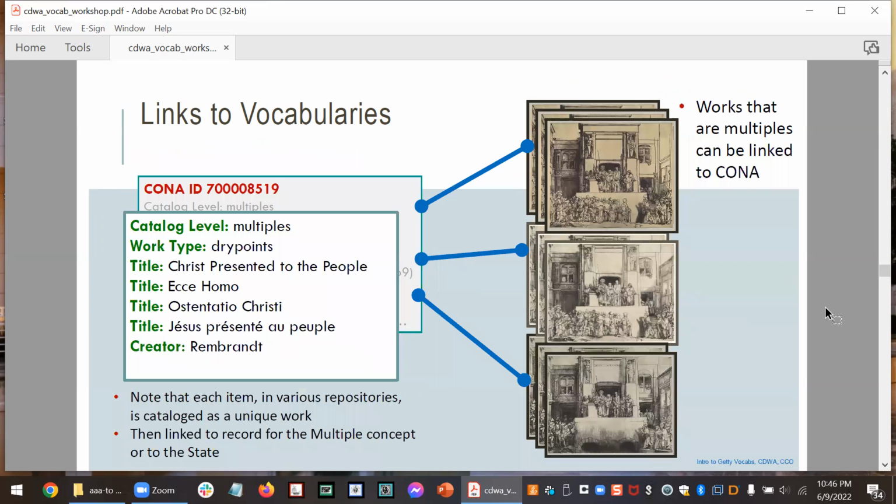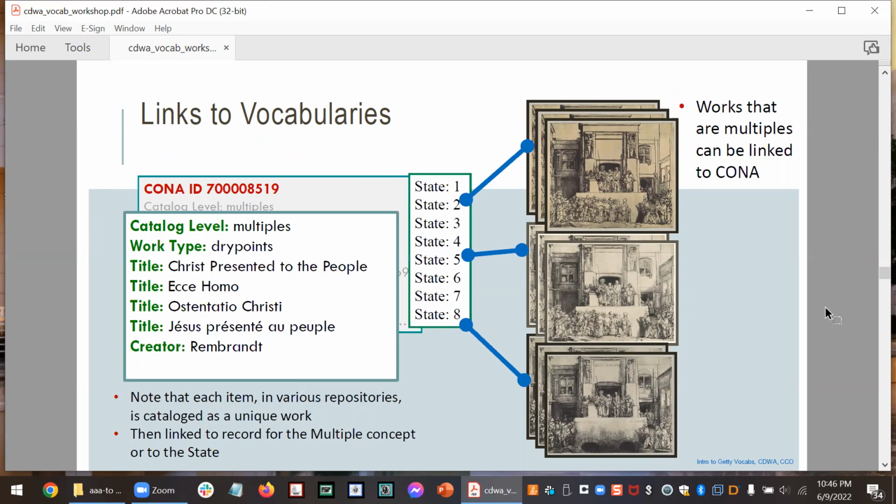Another way CONA might be useful is if you have prints. Here we have a number of prints from the Ecce Homo by Rembrandt, and you could link them to a record for the concept of this work. All the prints that were printed from this plate, for example, you could use this CONA ID to link them together, and even to the individual states if you wanted to.